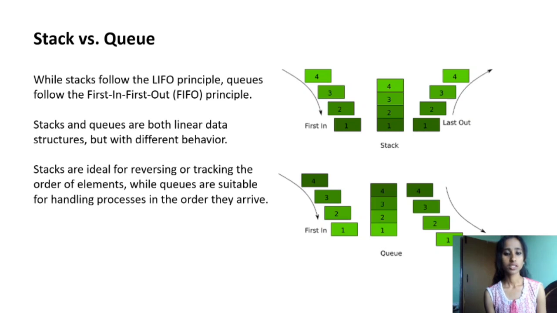Stack follows the LIFO principle. Queues follow the first in, first out, that is FIFO principle. Stacks and queues are both linear data structures but with different behavior. Stacks are ideal for reversing or tracking the order of elements, while queues are suitable for handling processes in the order of arrival.